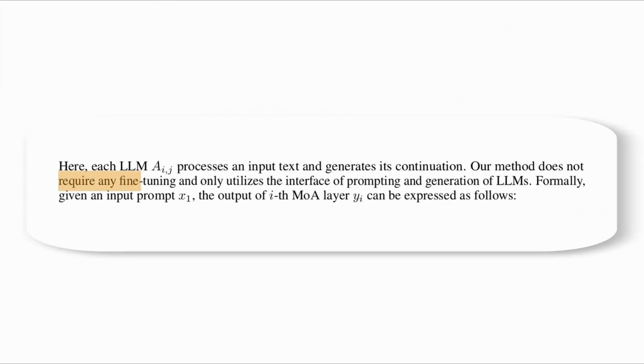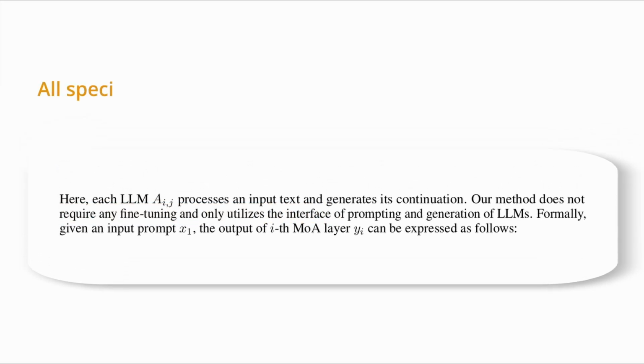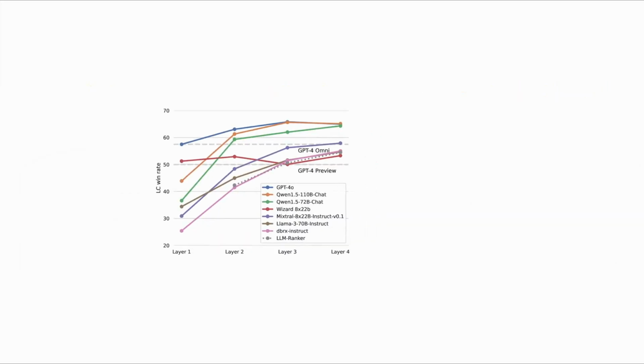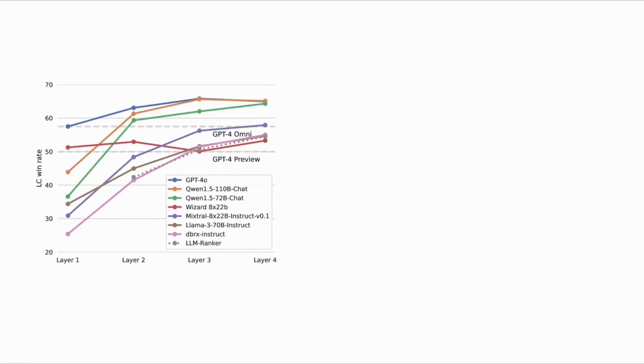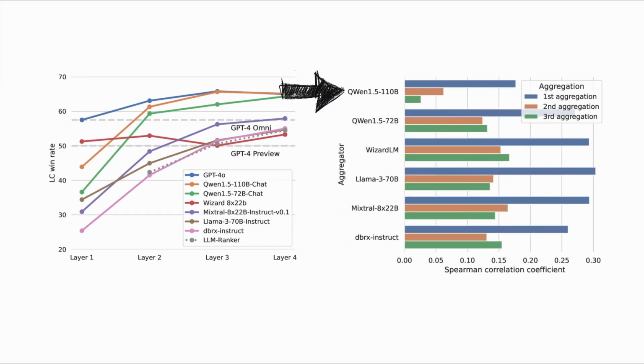An exciting feature of this framework is that it doesn't require any technical knowledge, for example, for fine-tuning. All specifications happen with natural language in the prompt. The authors then evaluated a 3-layer architecture with 6 open-source models, including Llama 3 and Mixtral, and the Qwen 1.5 chat as the aggregator in the last layer, and compared it against the single LLM GPT-4.